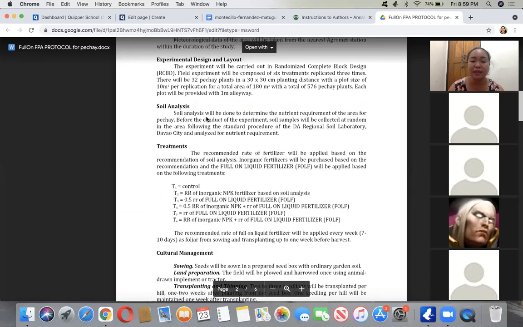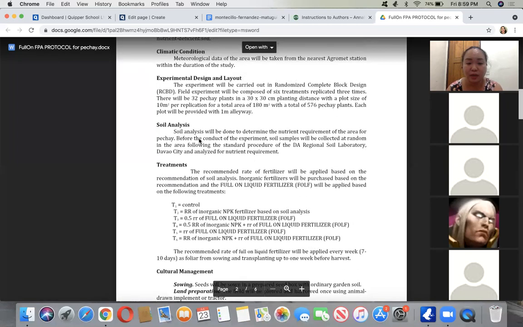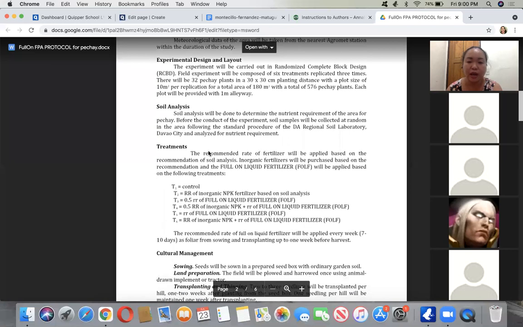So, kailangan din merong soil analysis kasi as comparison, ang treatment 2 mo is based on soil analysis kung ano yung recommended rate ng complete fertilizer or nitrogen, phosphorus, and potassium. So, of course, you should do this in the regional soil lab or anywhere na nagtest ng soil. So, how do you do soil analysis?